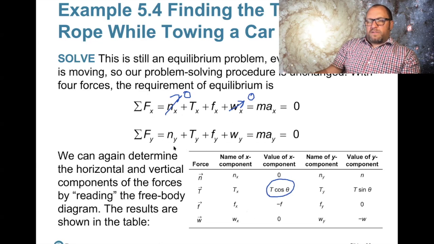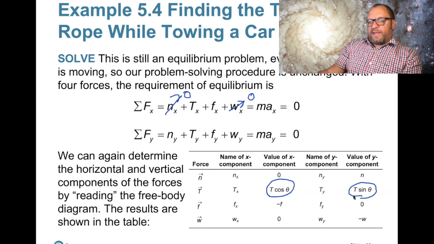Okay, now let's look at our y components. In the y component, we do have our normal force in y. It's actually partly from the tension, but they just give us that in the problem, so we're not going to worry about it. We have tension in the y component. That's going to be T sine of theta. Then we have F and W, our force of friction and our weight. It's 0 in the y direction.